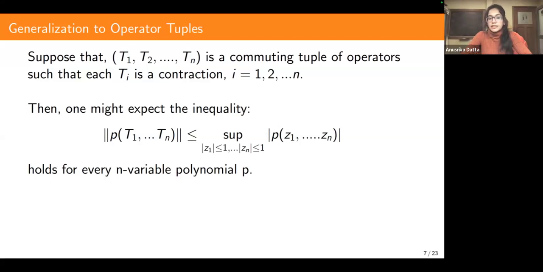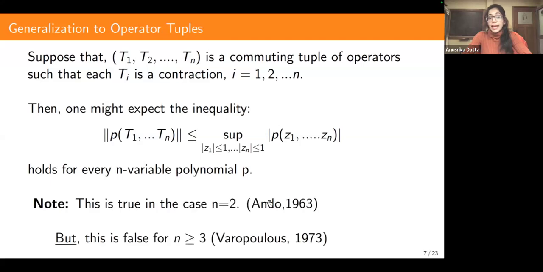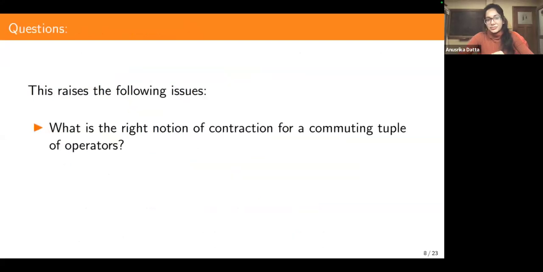But what happens is, for n equals 2, it's actually true. In 1963, Andô proved that for n equals 2, this inequality holds. But for n greater than or equal to 3, in 1973, Varopoulos proved that it's not true. He gave a counterexample to show that this is actually false for n greater than or equal to 3. This raises a few questions. So let's see the questions.